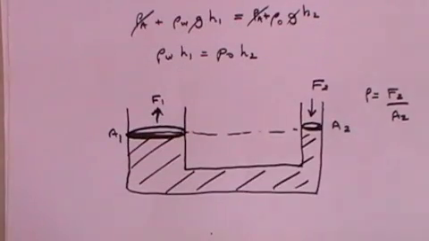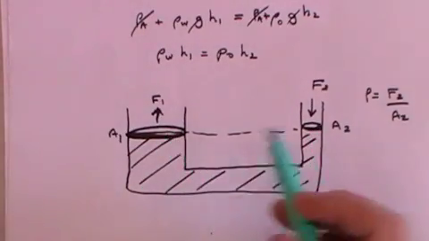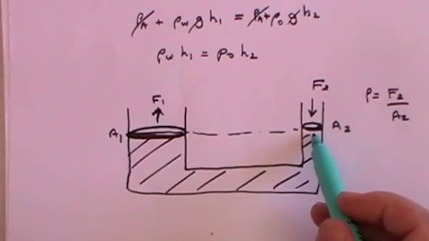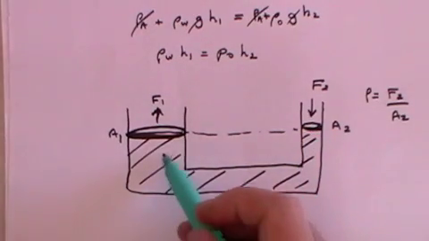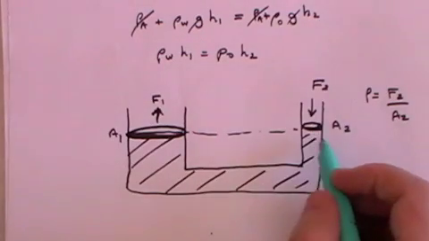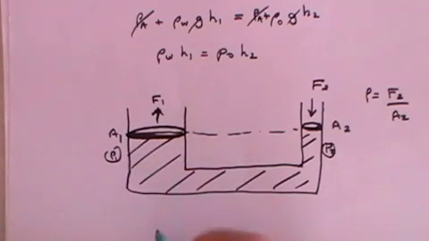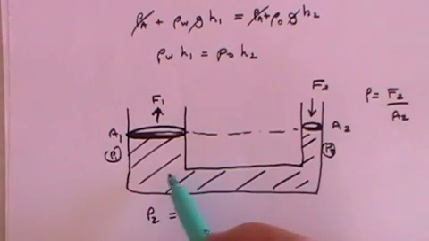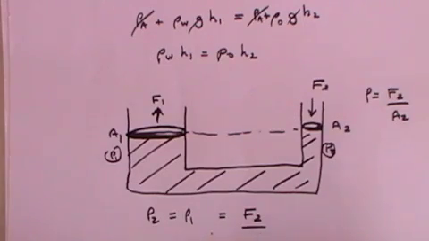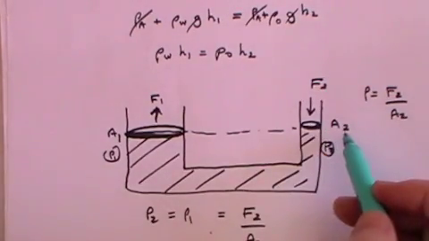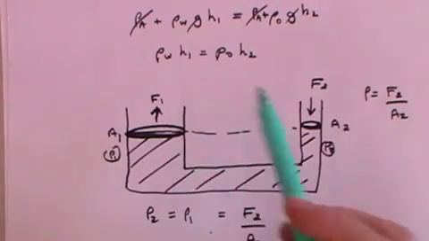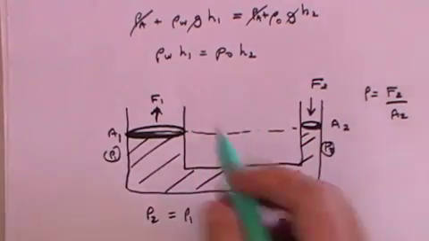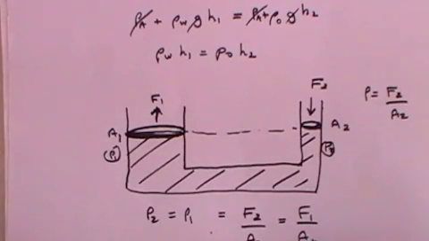Now, what do we know about pressure? Pressure is transmitted through the fluid. So the pressure that is applied here will be the same pressure that is applied here. So if we call this pressure P2 and this pressure over here P1, P2 is equal to P1. The same pressure applies here. But P2 is force divided by area, that force divided by that area. And P1 is this force divided by this area.